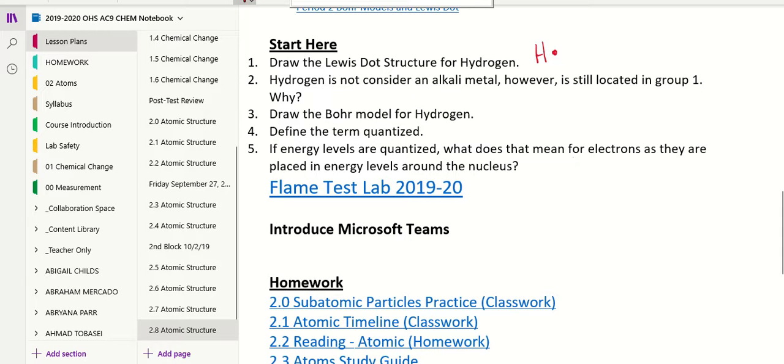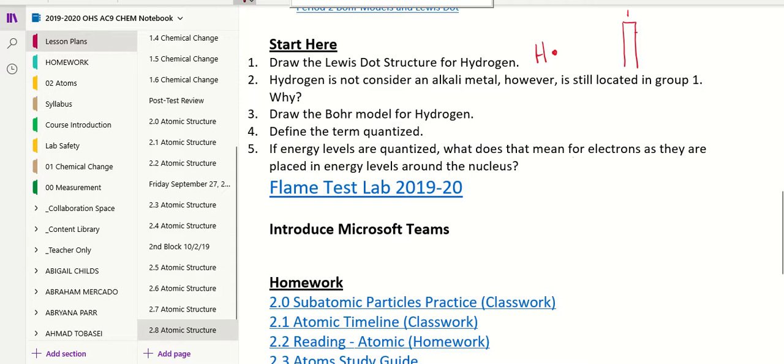Now, hydrogen's in group 1, but group 1 we know to be a group called the alkali metals. Hydrogen's technically not considered a metal. Why is it included in group 1 though? What do you mean 1 electron? Alright, so we know hydrogen has 1 valence electron, and everything in group 1 also has 1 valence electron.